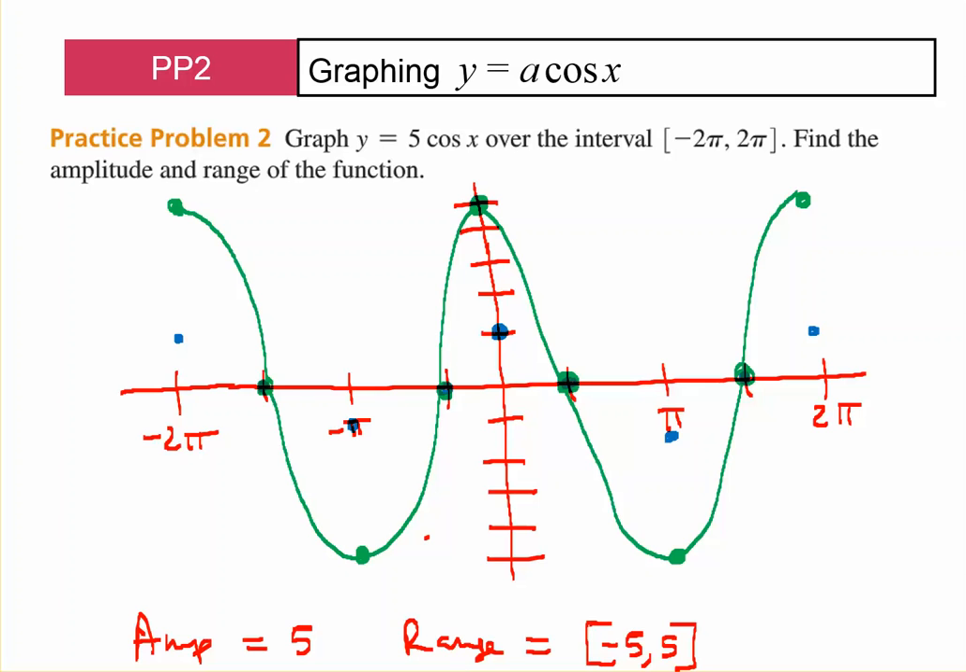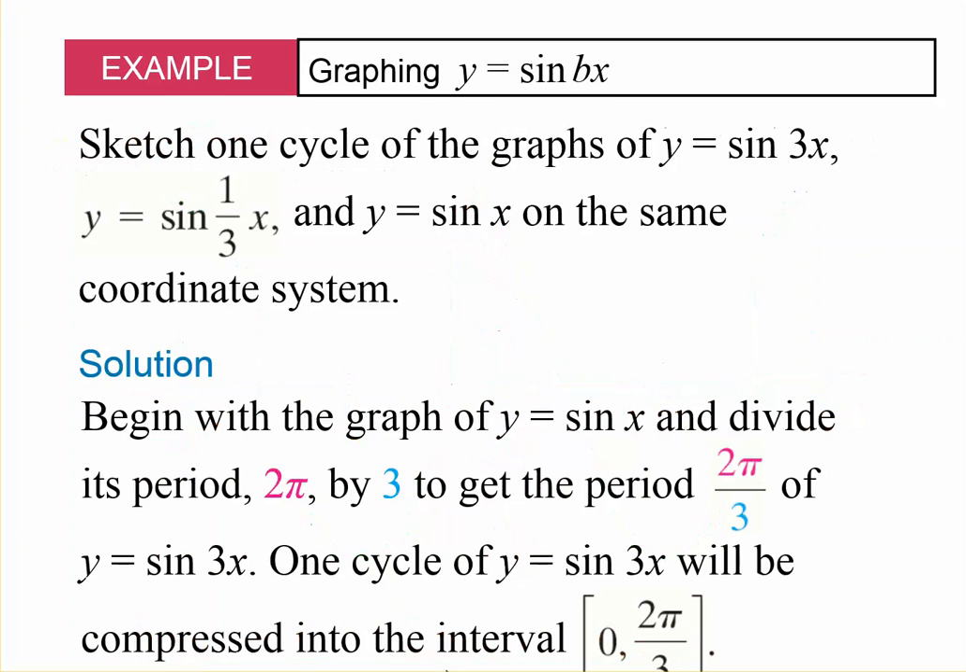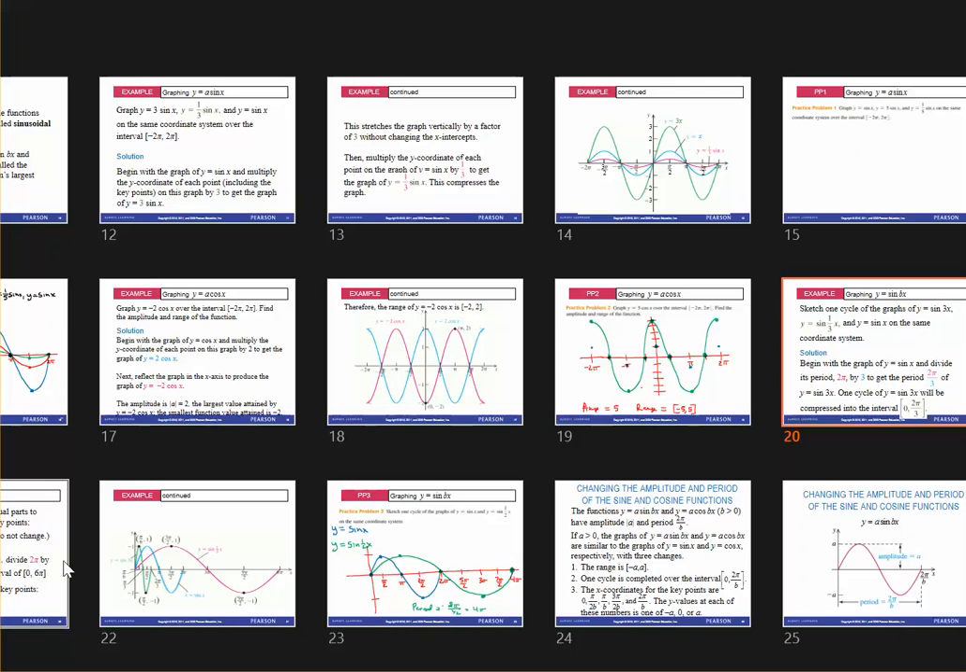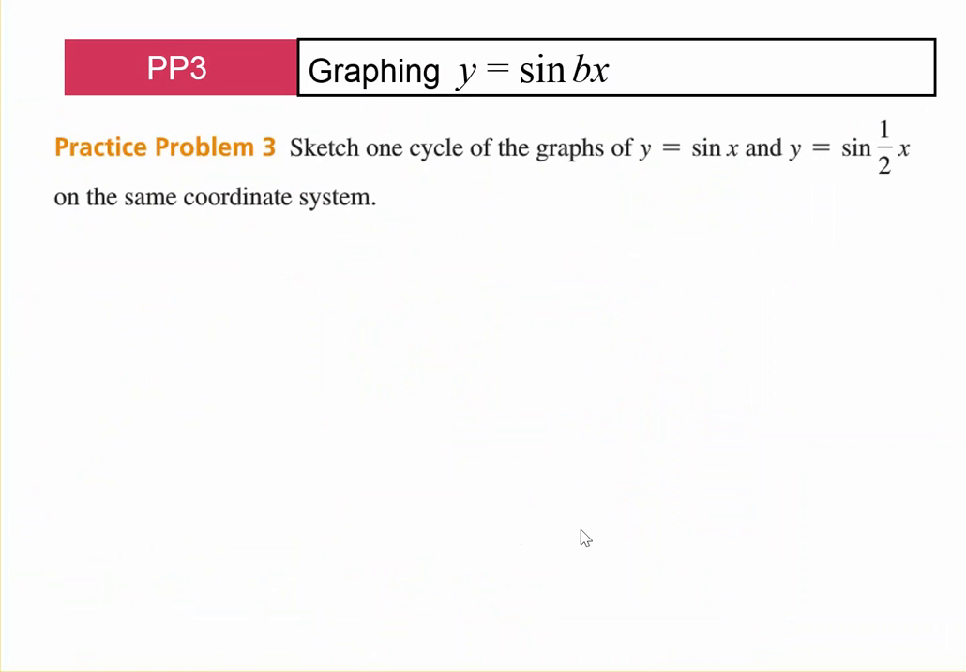Okay, let's check one more thing out before we go on to the next thing here. Number 3, sketch one cycle of the graphs of y is equal to sine of x and then y is equal to sine of 1/2 x. So now the number that has been changed is the multiplier to x, and this guy is inside the function now.